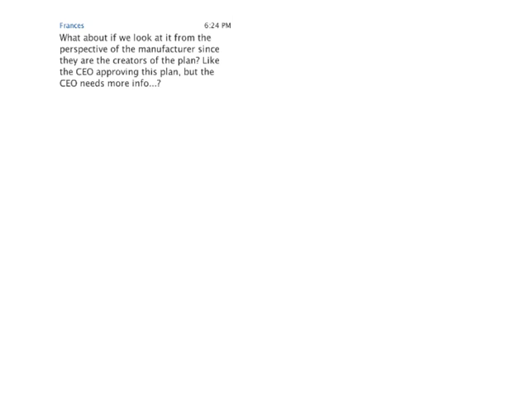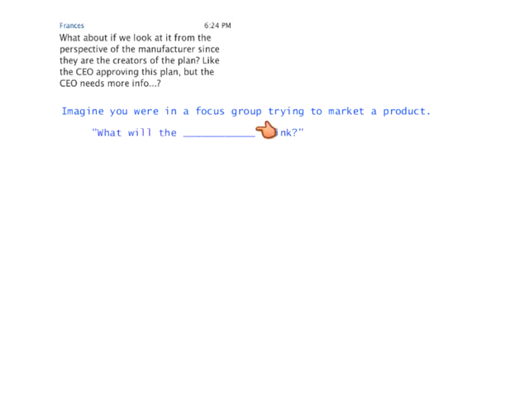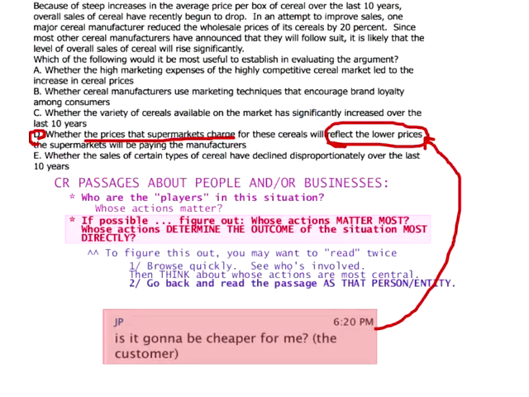I mean, and just, if this is not clear in those words, just imagine that you were doing some sort of focus group. Imagine you were in a focus group trying to market a product. I mean, just fill this blank in. What will the blank think? I mean, this is not going to be the CEO, right? This is definitely going to be the shopper. This is going to be the person who's trying to buy the product. So, yeah.